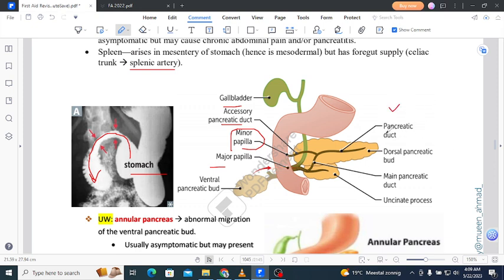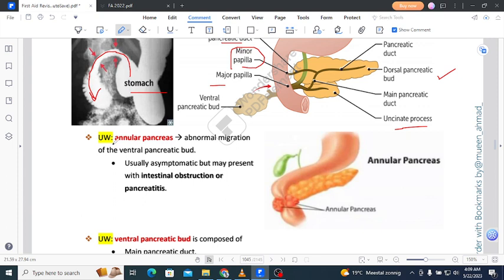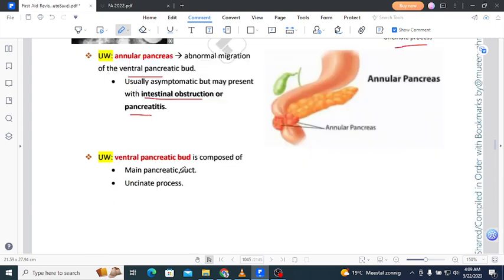Then we have the dorsal pancreatic bud over here. The main pancreatic duct comes down, and the duct present in the uncinate process fuses with it and forms the main pancreatic duct. Then we have the uncinate process, and the point about annular pancreas: abnormal migration of the ventral pancreatic bud, usually asymptomatic, but may present with intestinal obstruction or pancreatitis.